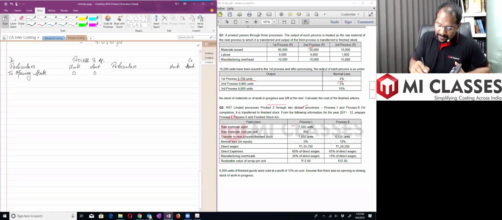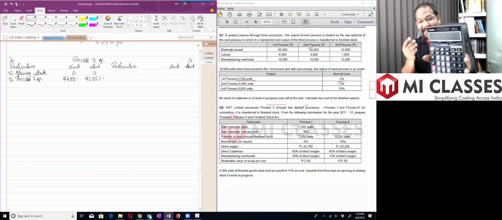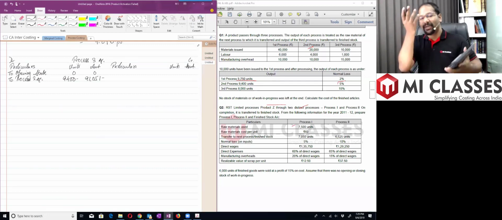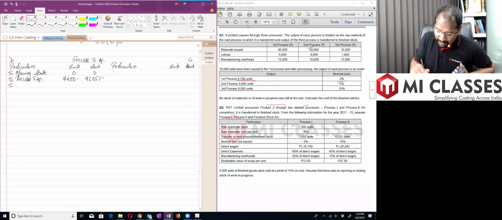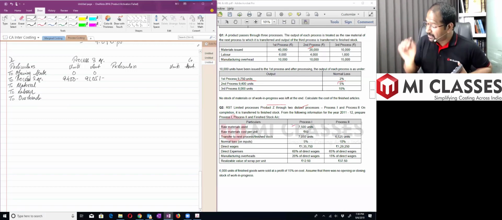Good. Yes. So to what? Process 2 account. How many units we received? 9,400 units we received. At what price we received? 91,051 rupees. So how do you remember all this? It was showing in the calculator. I just copied it to material, to labor, and to what? Overheads. Very good. Now you also started remembering things.